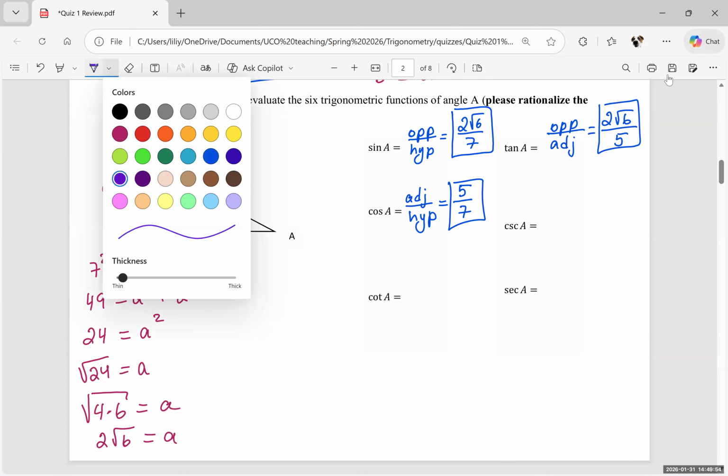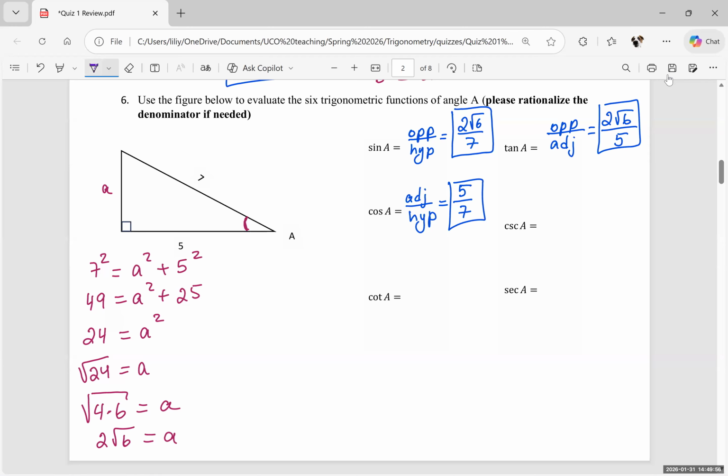Cosecant, so our reciprocal identities. Cosecant is 1 over sine. This one is a little bit harder, so this is 7 over 2 square roots of 6. We do need to go ahead and rationalize the denominator. A couple of steps here. 7 square root of 6 over 2 times 6. So this is 7 square roots of 6 over 12.